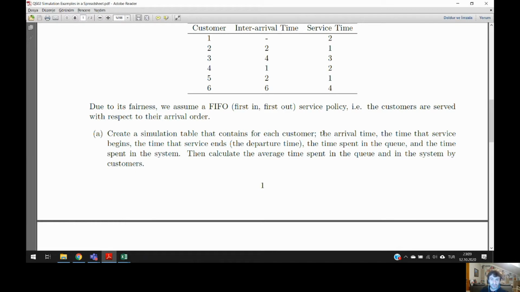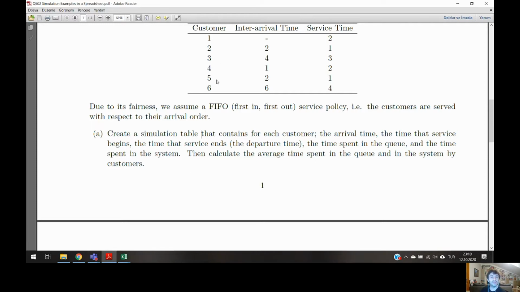So when does each customer arrive? When their service starts, when their service ends. When their service ends, they are going to leave the system, and therefore the moment where each customer's service ends is also going to be called the departure time of that customer. Then the time spent in the queue and the time spent in the system is also being asked for each customer. The final question is to calculate the average time spent in the queue and the system by customers.